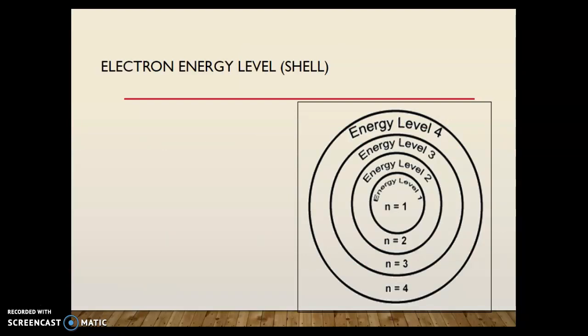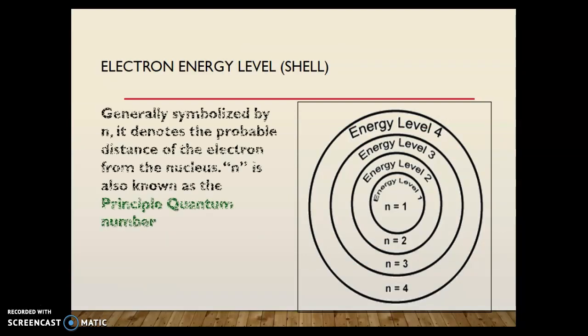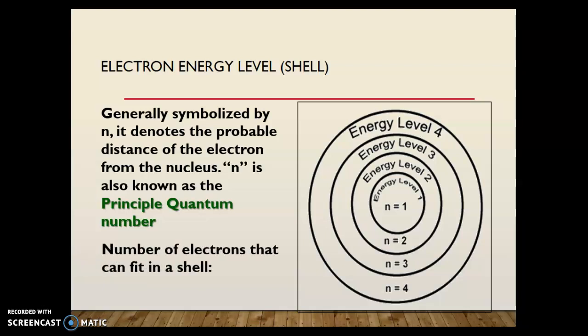So let's talk first about our electron energy levels. You use n, right? That's the period that you're on. And the number of electrons that can fit within that shell is 2n squared. So if I'm in the first energy level, it would be 2 times 1 squared, or 2. If I'm in the second energy level, then it's 2 times 2 squared, so 2 times 4, or 8. Okay?